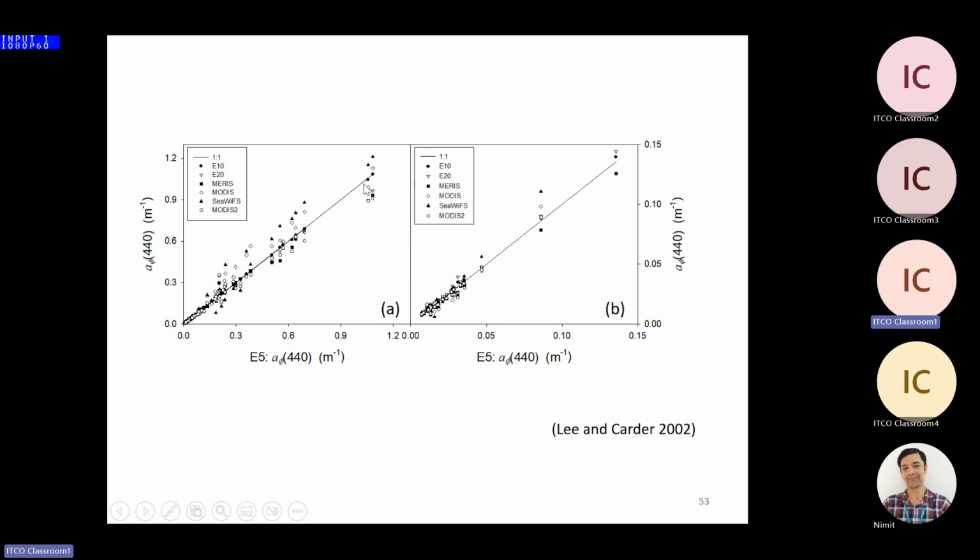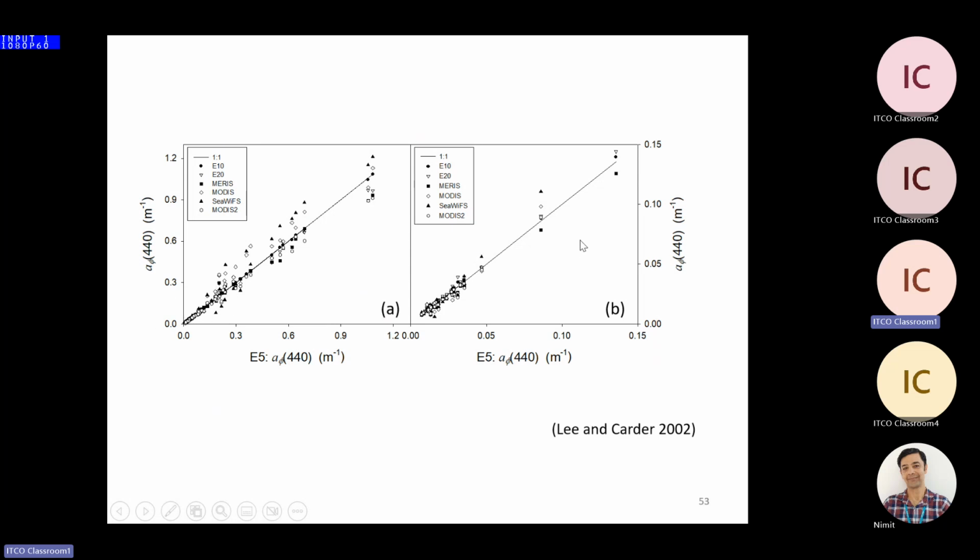This also, again, here's every 10 nanometer, this solid circle, and E20 is every 20 nanometer. Basically here is a wide range from oligotrophic ocean to kind of a coastal water. Here's a kind of zooming in to this range.